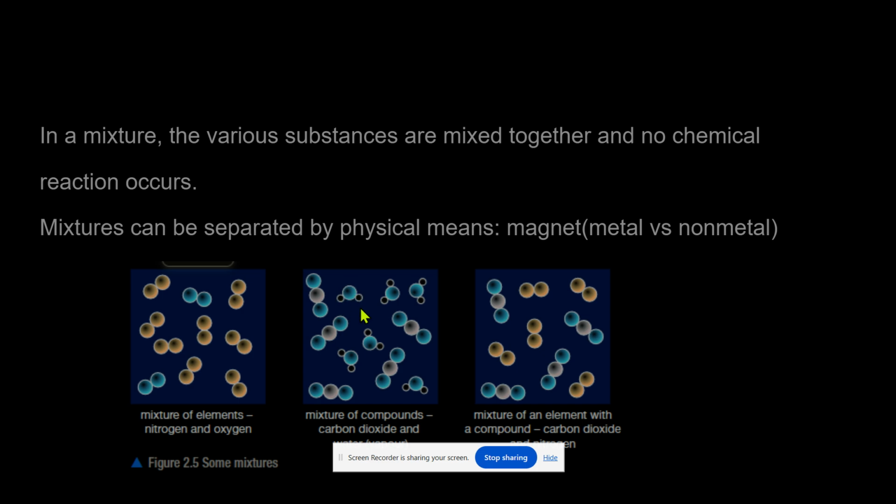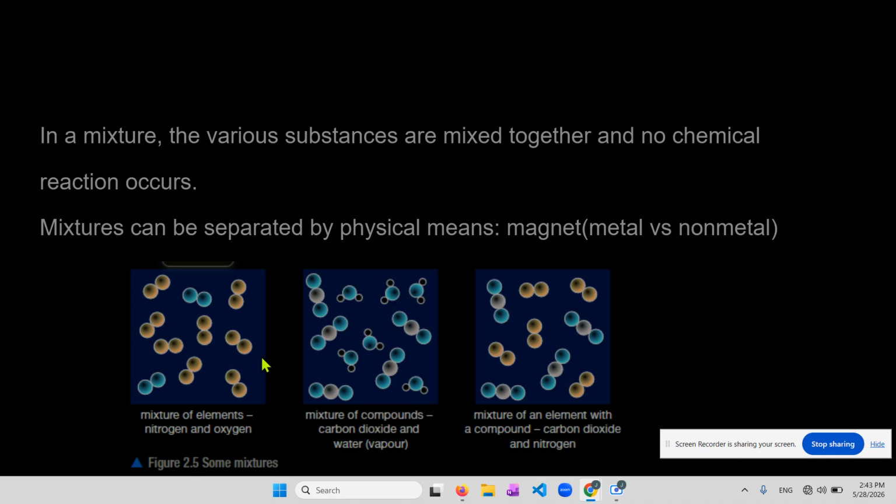Here, each molecule has 2 different atoms, so this is a compound, this is a compound. It's a mixture of 2 different compounds. So it's a mixture and it's also compounds. And here I see elements and I also see compounds. It's a mixture of this element and this compound.